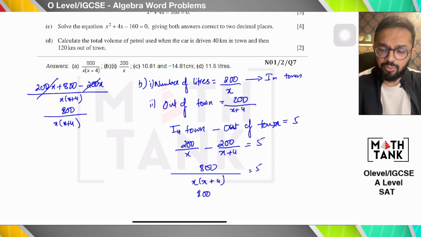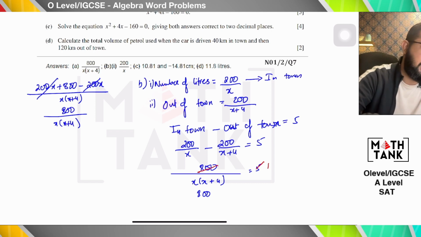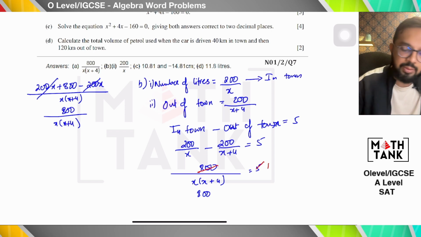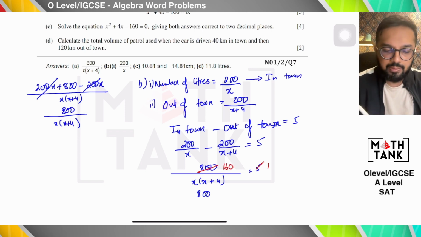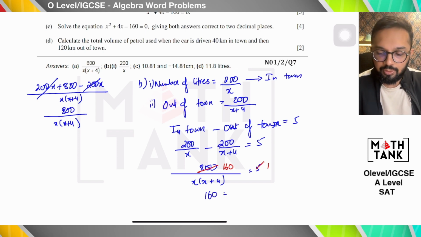I can also actually do this. 5 times 1, 5 times 800 divided by 5 is 160, I think. Yeah, 160. I can also do this. That sort of simplifies the question directly. So you can do that on the exam as well. It's not wrong. You're just taking out factors and canceling out early. So x into x plus 4 equals 160. So that gives me x squared plus 4x minus 160.